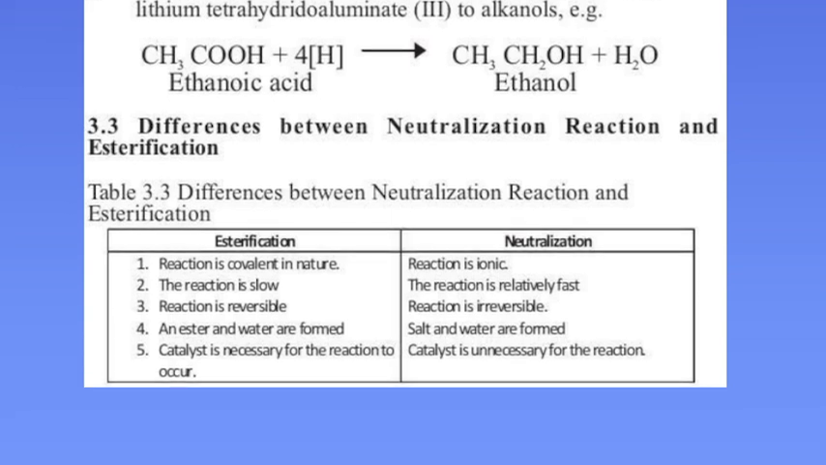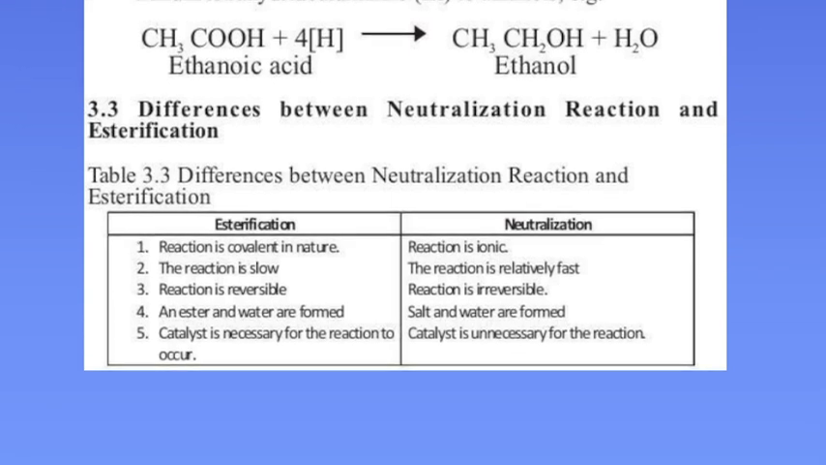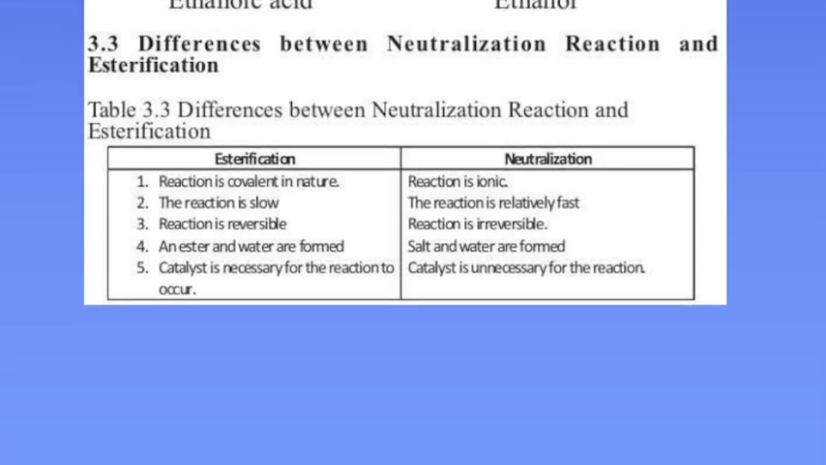What then is the difference between neutralization reaction and esterification? First of all, esterification reaction is covalent in nature, while neutralization is ionic. The second is that esterification reaction is slow, and for it to be fast, you will need to introduce sulfuric acid as a catalyst. On the other hand, neutralization reaction is really fast and spontaneous.